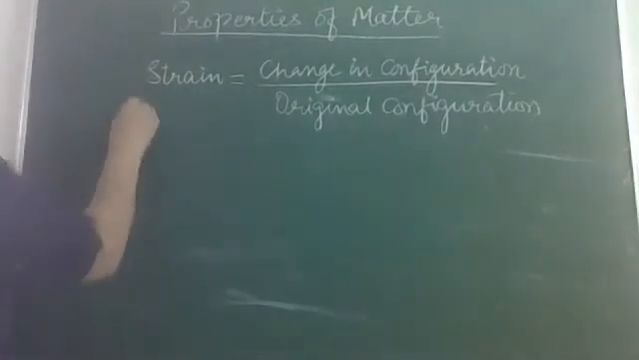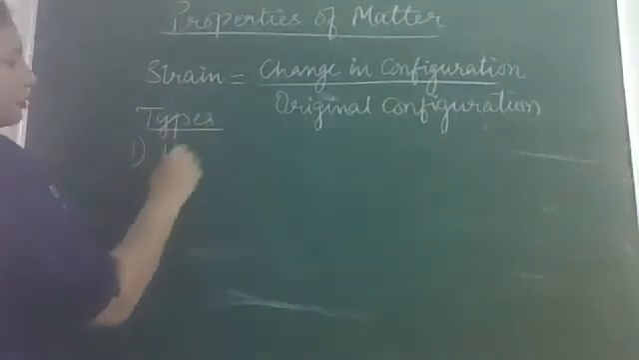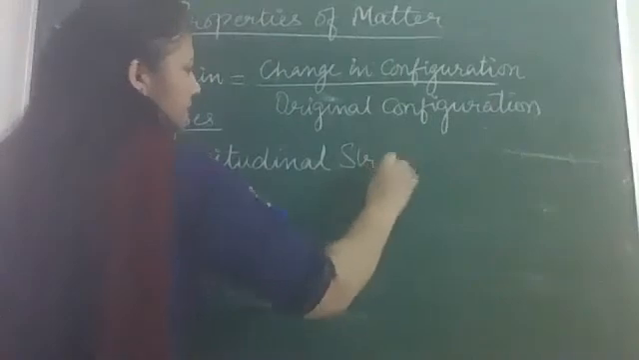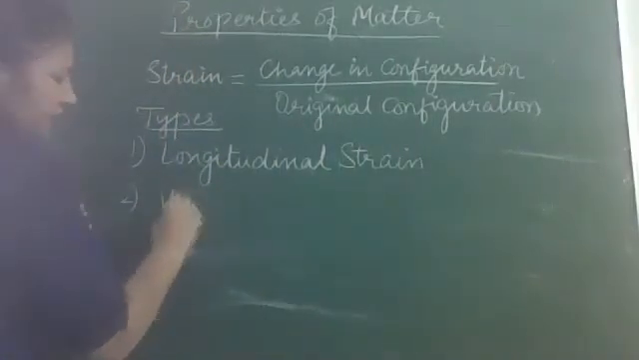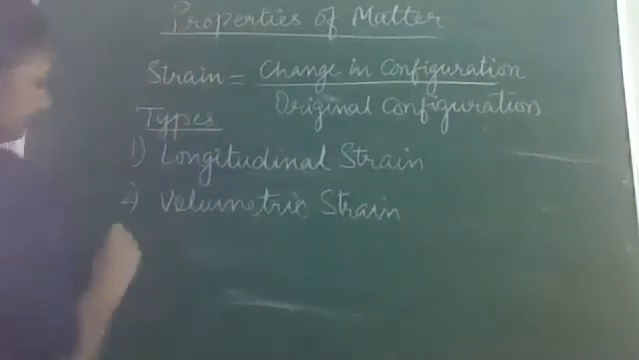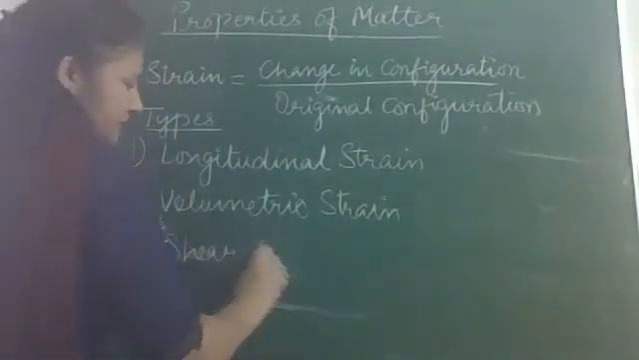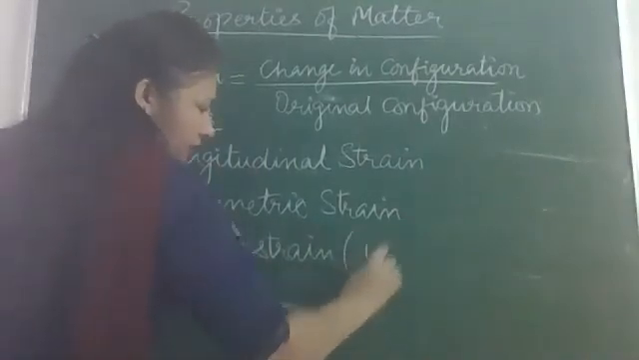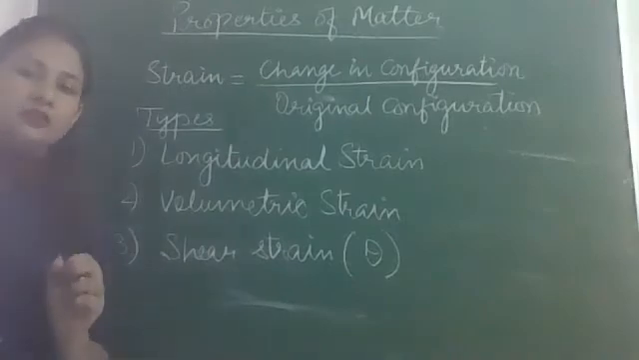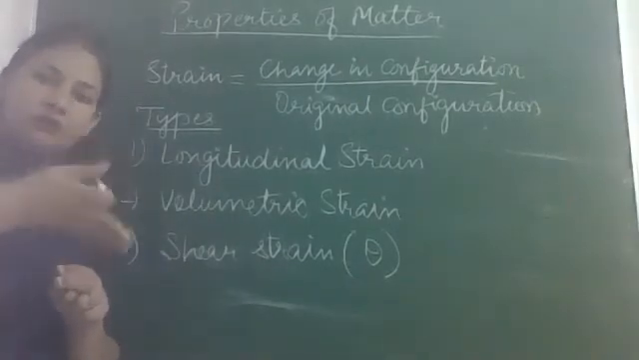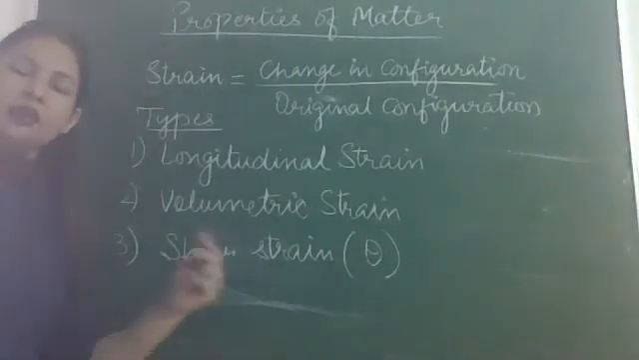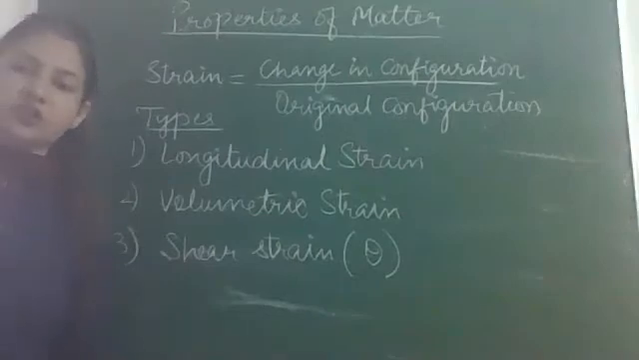Now there are three types of strain: longitudinal strain, volumetric strain, and shear strain. This shear strain has been deleted, but even then I'll tell you a little bit about it. It is the same angle through which the cube gets tilted when a tangential stress is applied on it. All the four walls of the cube get tilted through an angle, and that is called shear strain. It is the angle through which a cube gets tilted when tangential stress is applied on it.